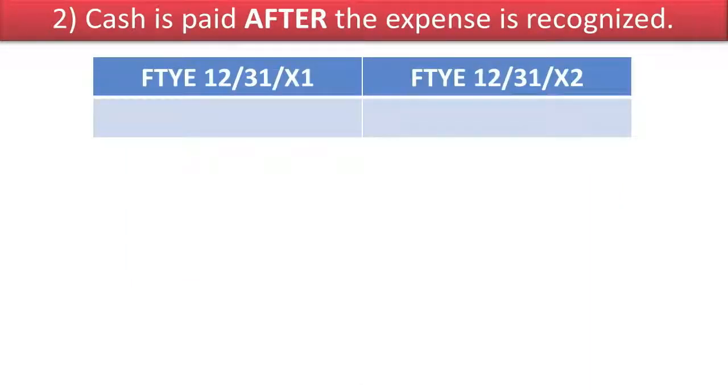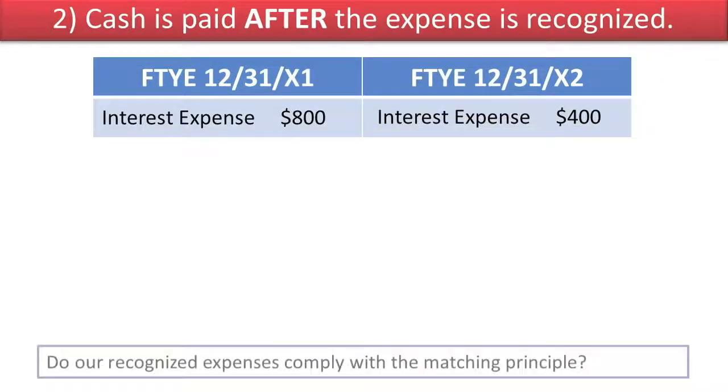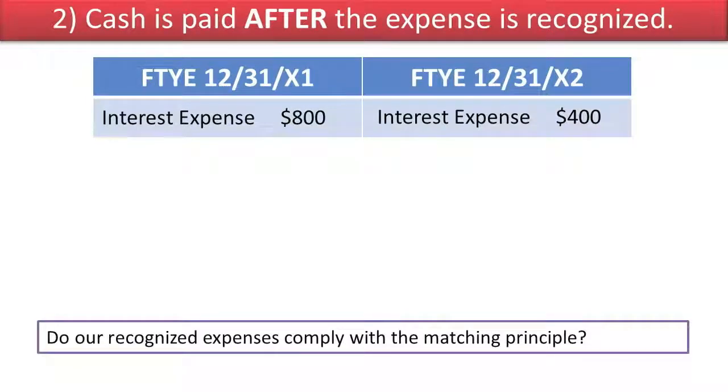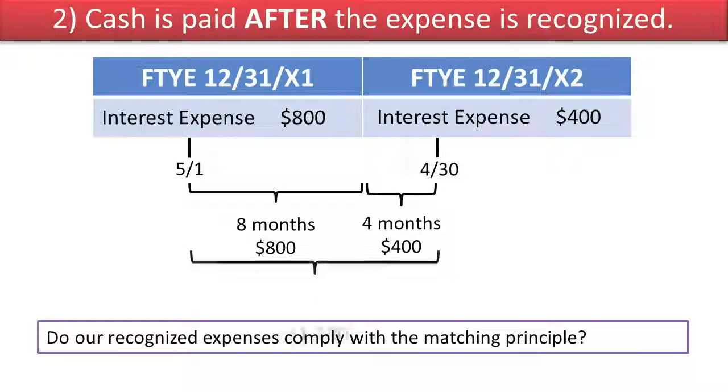Stepping back to the big picture, we recorded interest expense of $800 in X1 and $400 of interest expense in X2. Do our recognized expenses comply with the matching principle? Based on what we saw in the prior slides, we showed $800 should have been in X1, $400 should have been in X2, for a total of $1,200 for the full year period. Yes, we did comply.